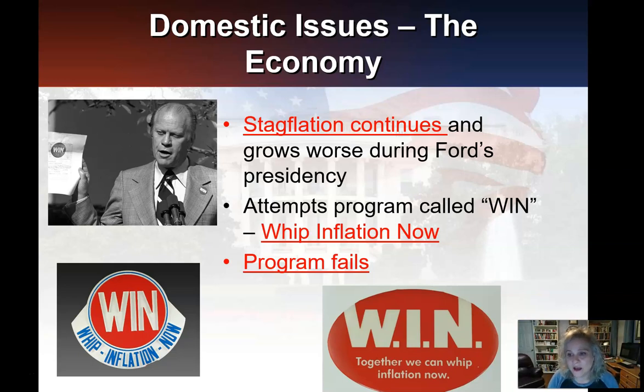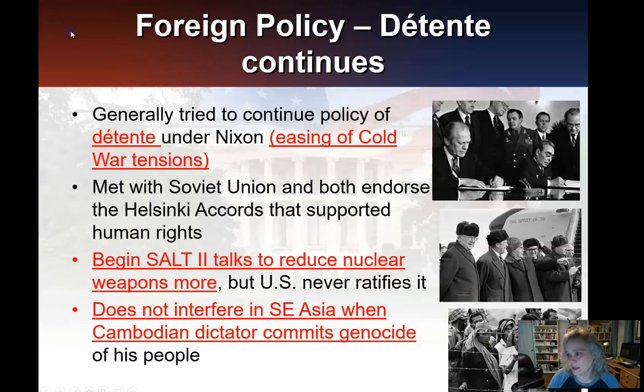He does try a program he calls WIN, which was Whip Inflation Now, but it absolutely doesn't work. Okay. He does have some success in the foreign policy arena. He does continue more SALT talks. So SALT 2, SALT 3. And so generally speaking, he does try to ease that, okay? However, there was a mass genocide happening in Cambodia. You guys might remember Cambodia from the Vietnam lecture.